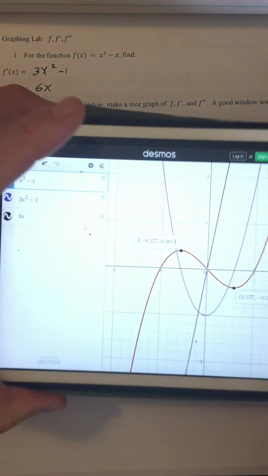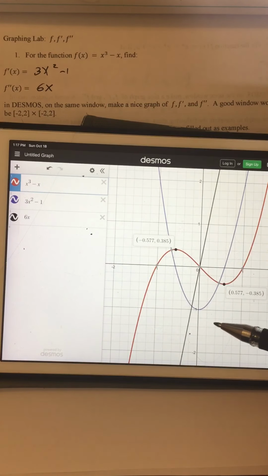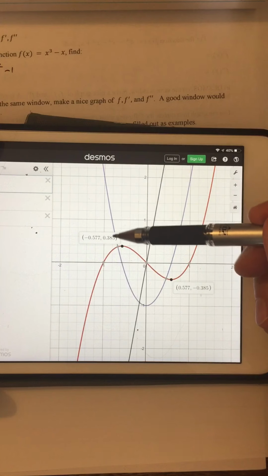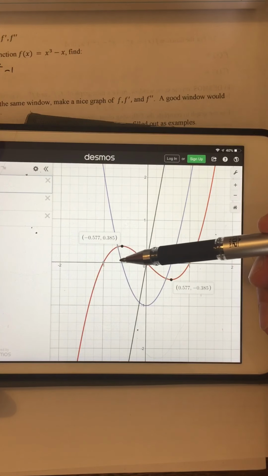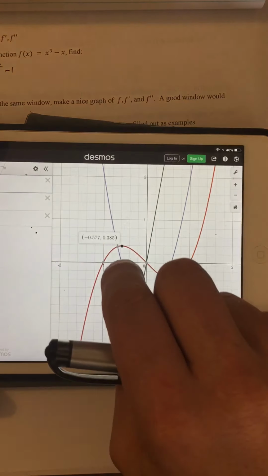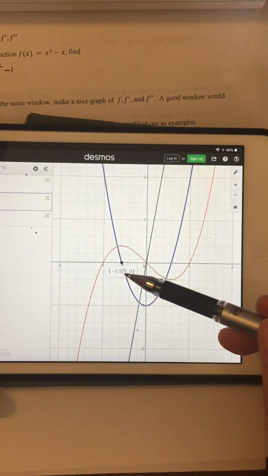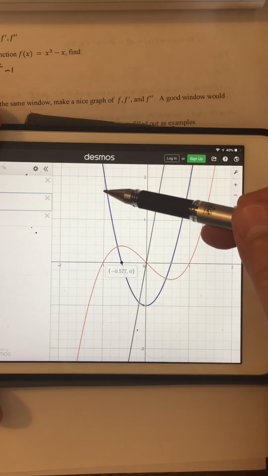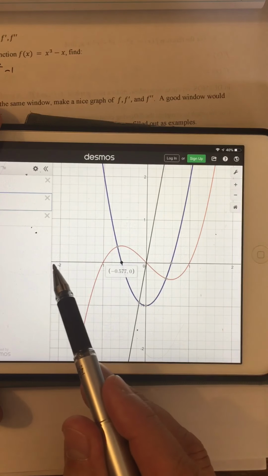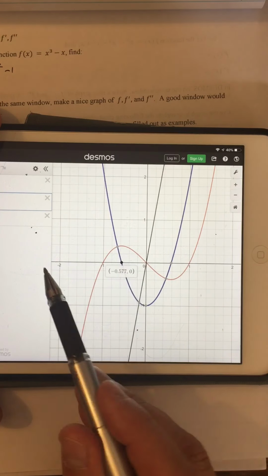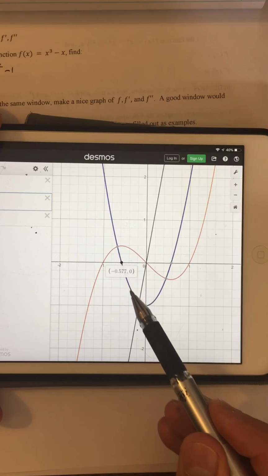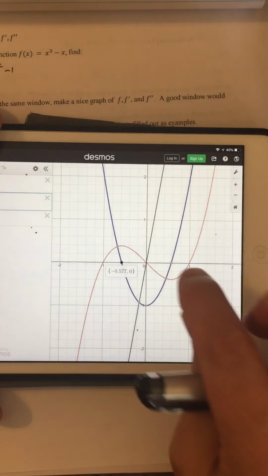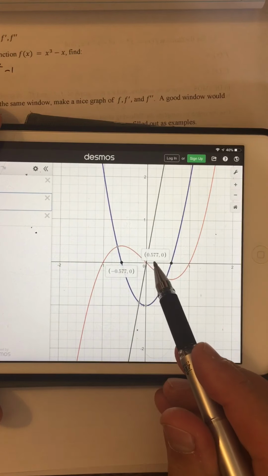Now where's f prime positive? f prime is the blue graph, right? Positive means it's above the x-axis. So f prime positive means from here to here. We want to know what are those x values that end here. So we can tap that and find out what this x-intercept is. Hey, it's also -0.577. So that means this graph is positive from x equals -infinity to x equals -0.577. That's where f prime is positive. f prime is negative, that is below the x-axis, from -0.577 to whatever that point is. I wonder if it's positive 0.577. It is. It's positive 0.577.